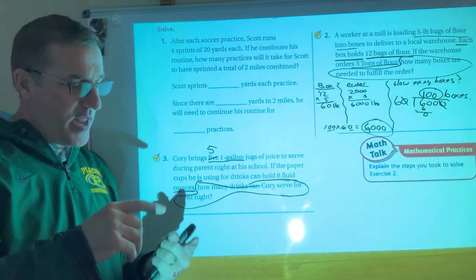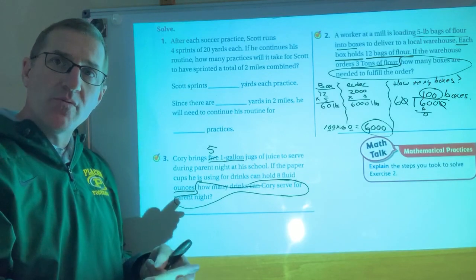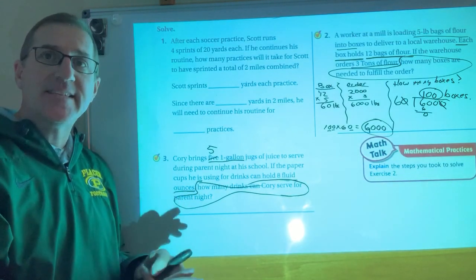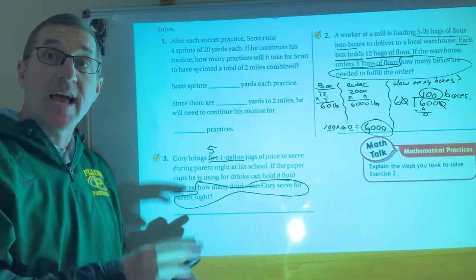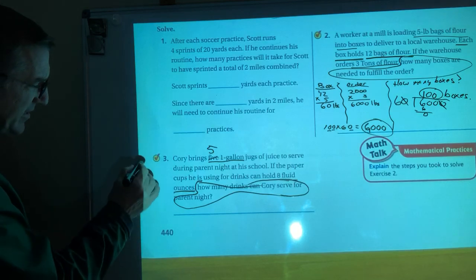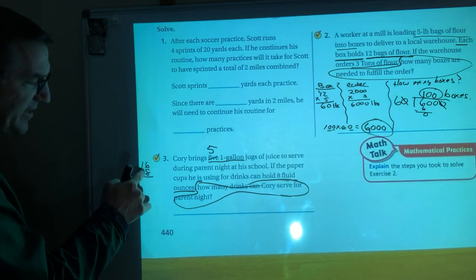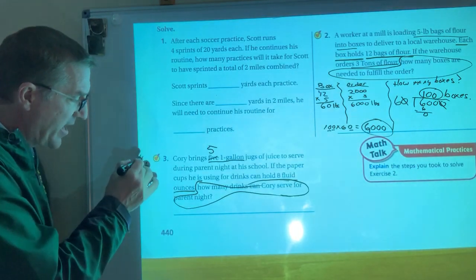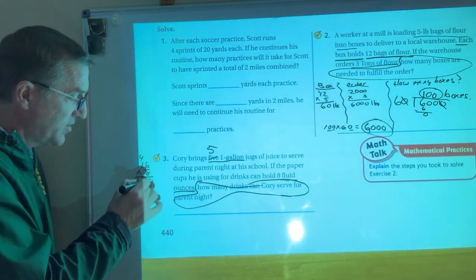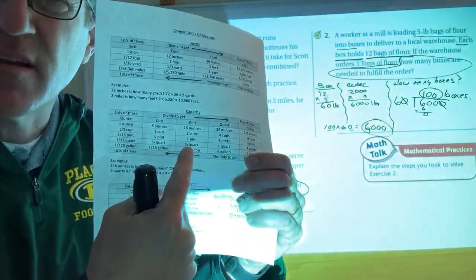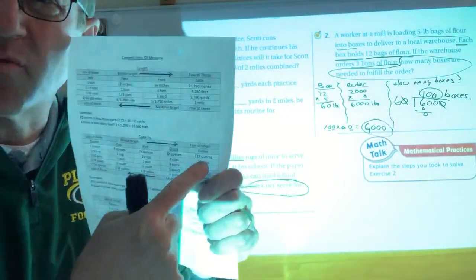Or I go, what is 4 times 2? That's 8. 8 times 2 is 16. And 16 times 8, 8 times 6 is 48, right? And 8 times 1 is 8 plus 4 is 12, so 128. And if you look at your chart, it says the same thing. 1 gallon is 128 ounces.